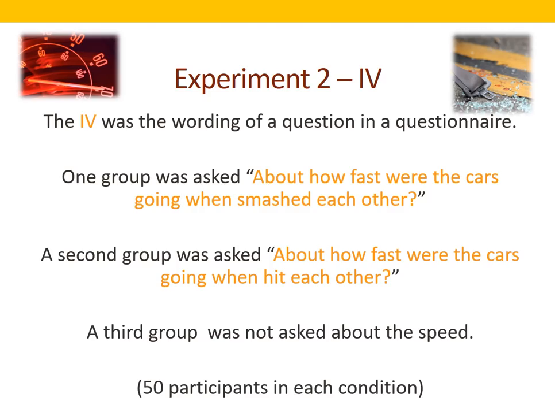So the IV is the wording of a question in the questionnaire, so it's a different critical question this time. So how fast were the cars going when they smashed each other, when they hit each other? Okay, so they're not being asked all 5 verbs this time. This time we've only got 3 conditions of the IV. So we've got how fast were they going when they smashed each other, how fast were they going when they hit each other, and then you've got a third group who's your control group who are not asked about the speed at all. And then you've got 50 participants in each condition because we've got 150 participants overall.